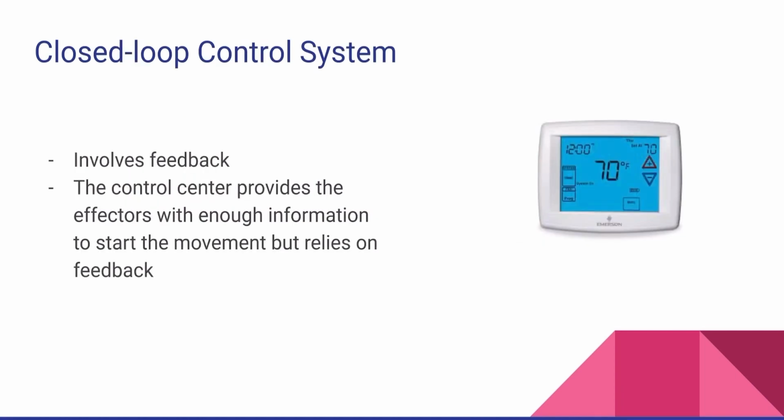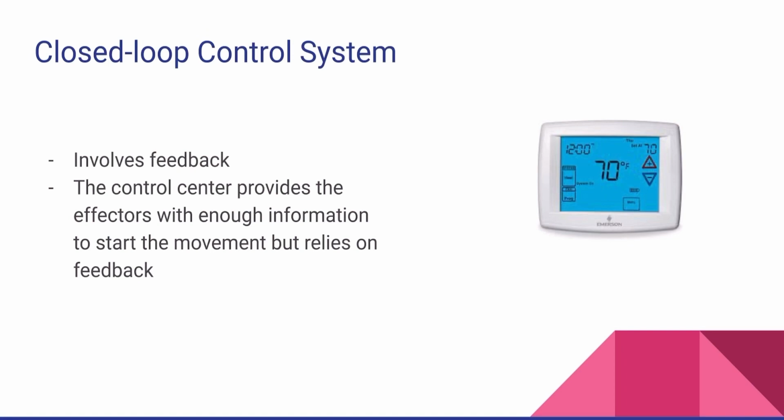The closed loop control system involves feedback. So the control center provides the effectors with enough information to start the movement but relies on feedback. So the effectors rely on feedback to sustain the movement all the way through and to stop movement as well.